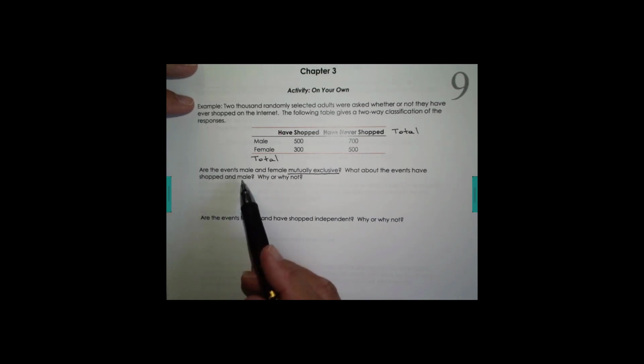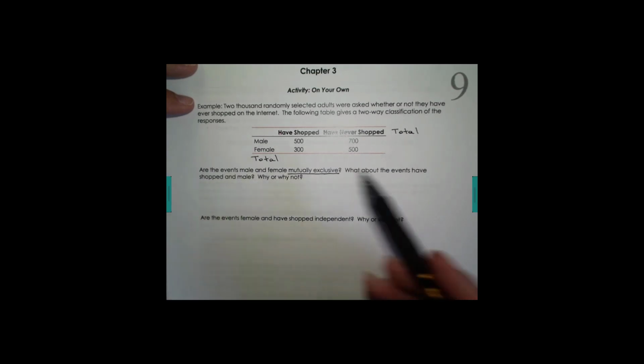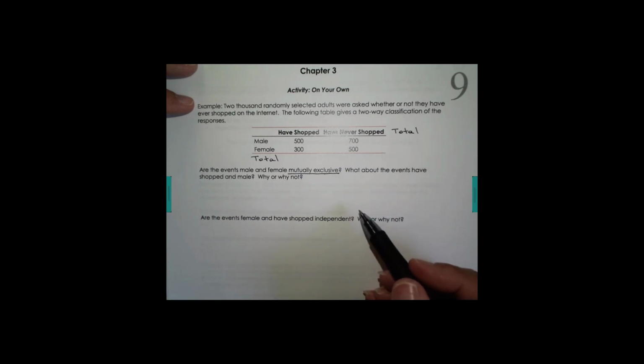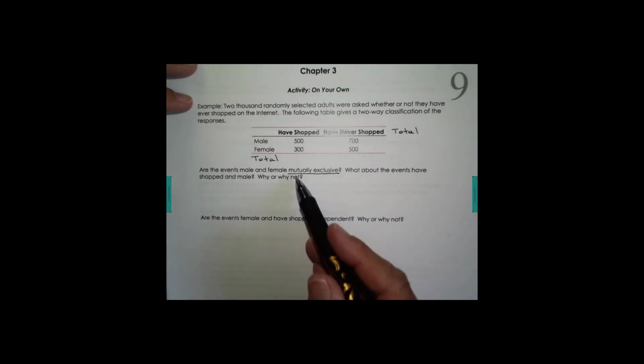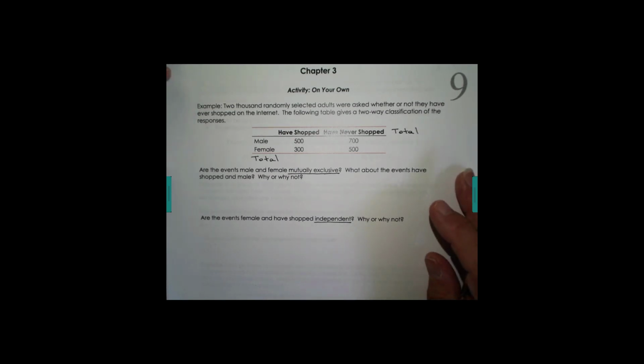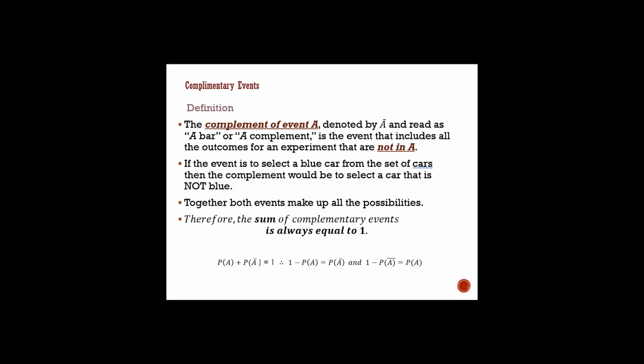What about the events shopped and male? Ask yourself the question, can you find somebody who both has shopped the internet and is male? If you have that number, then they are mutually non-exclusive, or not mutually exclusive. You need to write that down and your explanation there. The next test I've asked you to do is the test for independence. This is a mathematical check. You're going to have to say, is the probability of A equal to the probability of A given B? Make one of the conditions A and the other condition B. It doesn't matter which one. And do the mathematical check for independence.